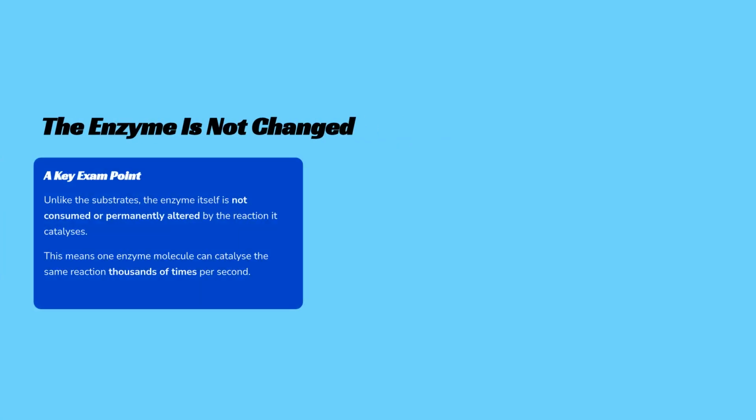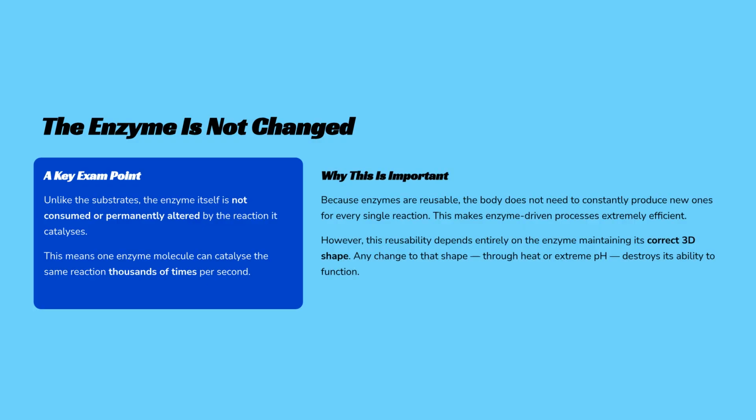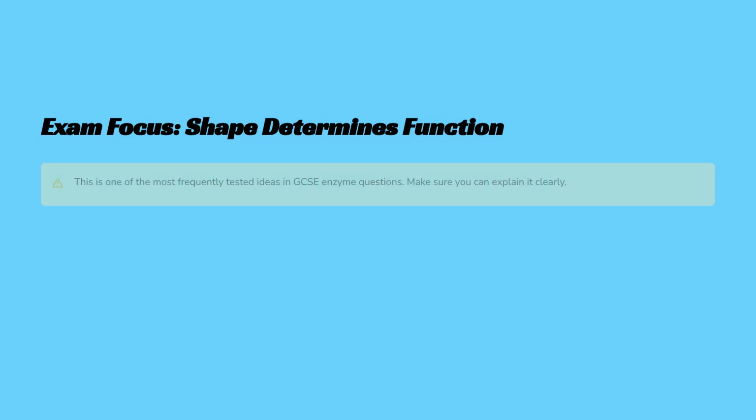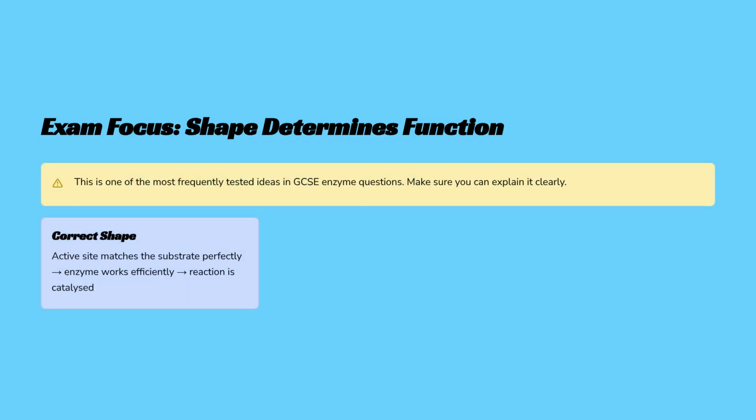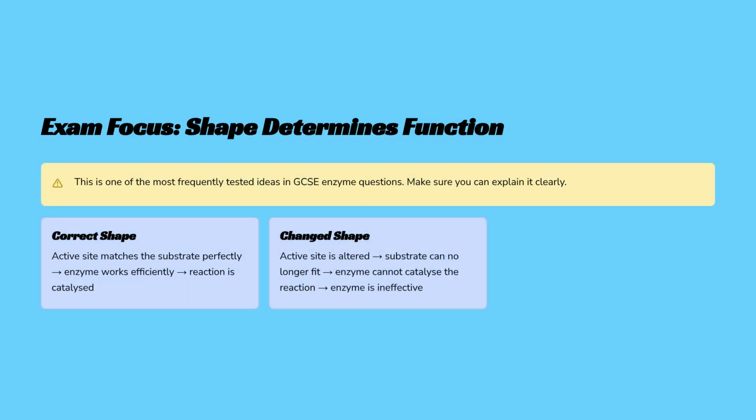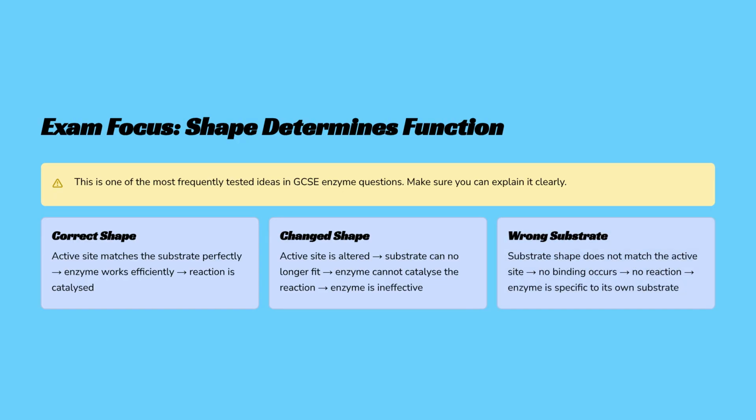A key exam point is that the enzyme is not consumed or permanently altered in the reaction, allowing a single enzyme molecule to catalyze the same reaction thousands of times per second. This reusability depends on the enzyme maintaining its correct 3D shape. This is a frequently tested exam idea. Shape determines function. Remember 3 scenarios: correct shape for efficient catalysis, changed shape leading to ineffectiveness, or the wrong substrate which prevents binding and reaction.